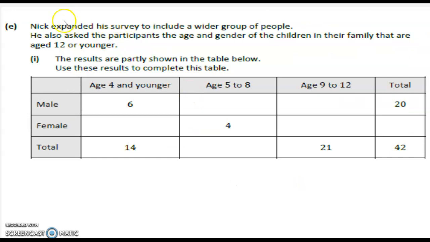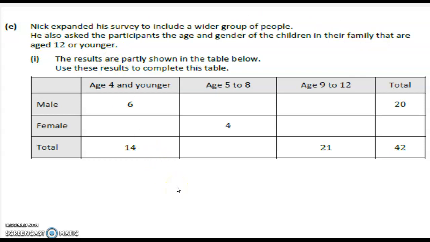Part E here. Nick also expanded the survey to include a wider group of people. He also asked the participants the age and gender of the children in their family, who are age 12 or younger. The results are partly shown in the table below. Use these results to complete the table.